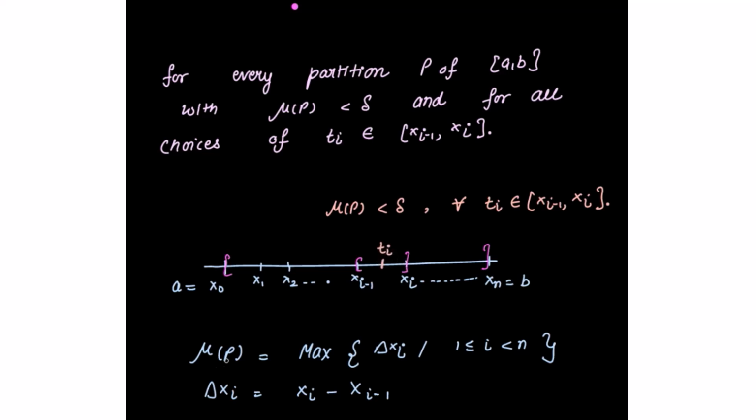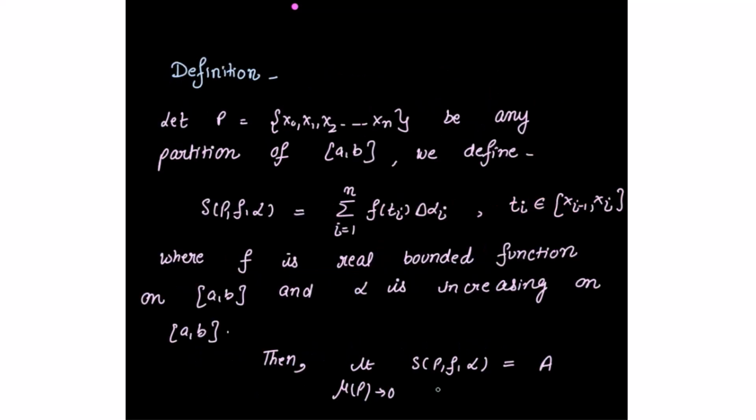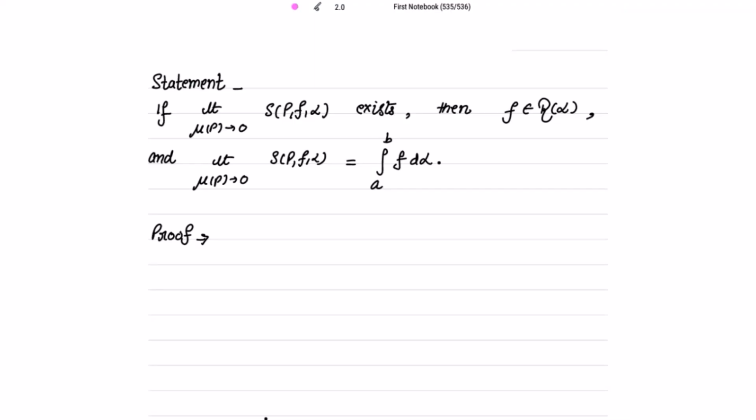Fine. Now this μ(P) is equal to the maximum of Δx_i, where i is from 1 to n. And what is Δx_i? It is x_i minus x_{i-1}. The maximum among all the Δx_i is your μ(P), right? And if the limit as μ(P) tends to 0 of S(P, f, α) gives me A, then A exists. Let's prove this statement. If the limit as μ(P) tends to 0 of S(P, f, α) exists, then f is Riemann integrable.